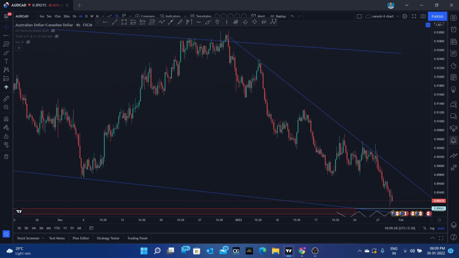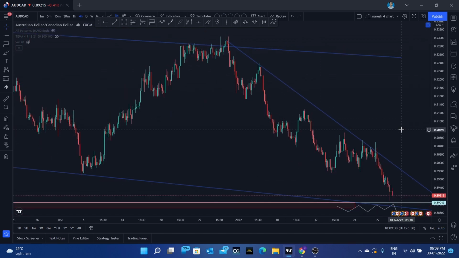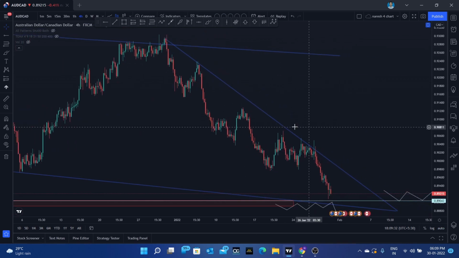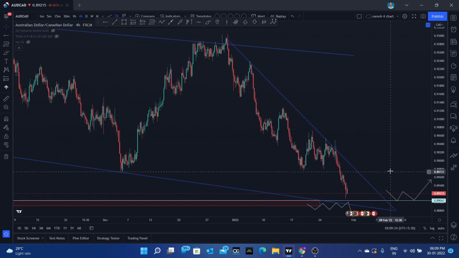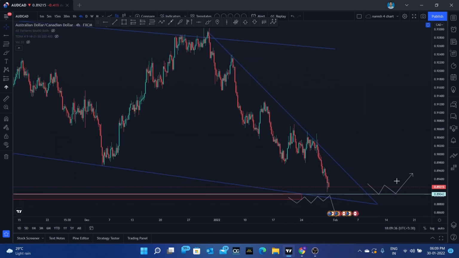So for now, AUD CAD, just wait for consolidation and break, guys. Whether it is breaking up or down, just wait for the consolidation to happen. And if it is breaking up, you can go for long. If it is breaking down, you can go for a short.